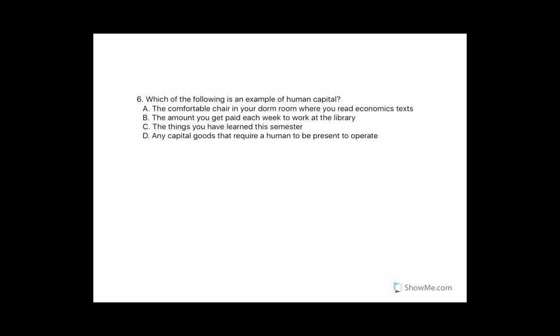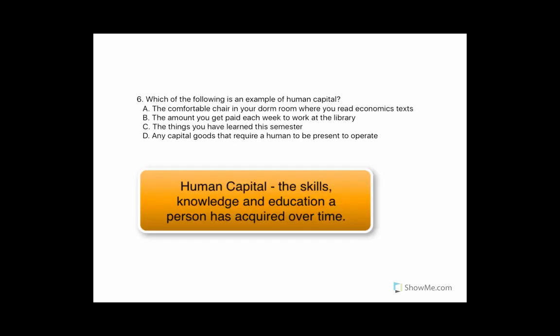Okay, so which of the following is an example of human capital? The comfortable chair in your dorm, so human capital is kind of your entire set of skills that you have acquired, right? And depending on your level of human capital, you can produce a certain output with that, right? So if you go to law school or something, you acquire this human capital that allows you to produce the output or produce the service of being a lawyer. So that's kind of what the idea of human capital is versus physical capital, which would just be like machines, right?